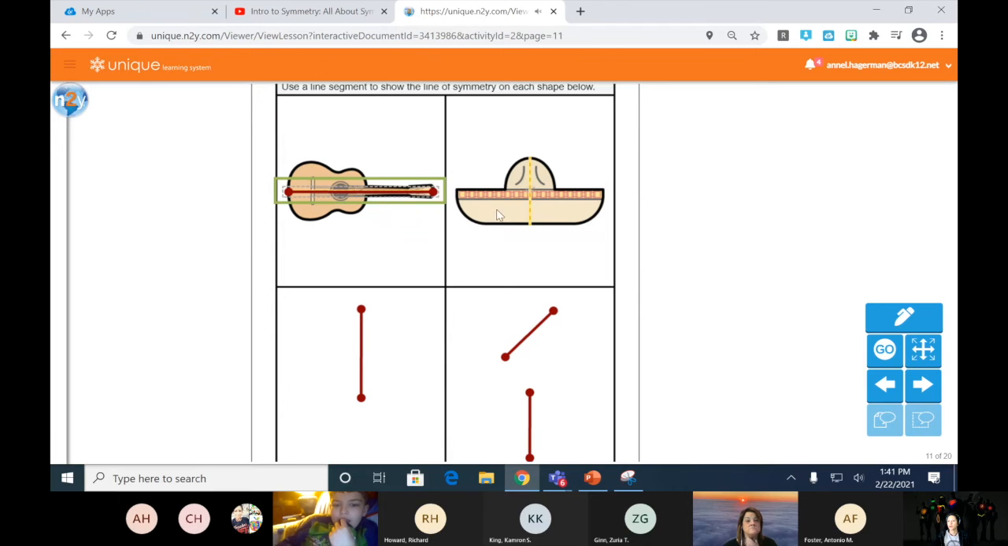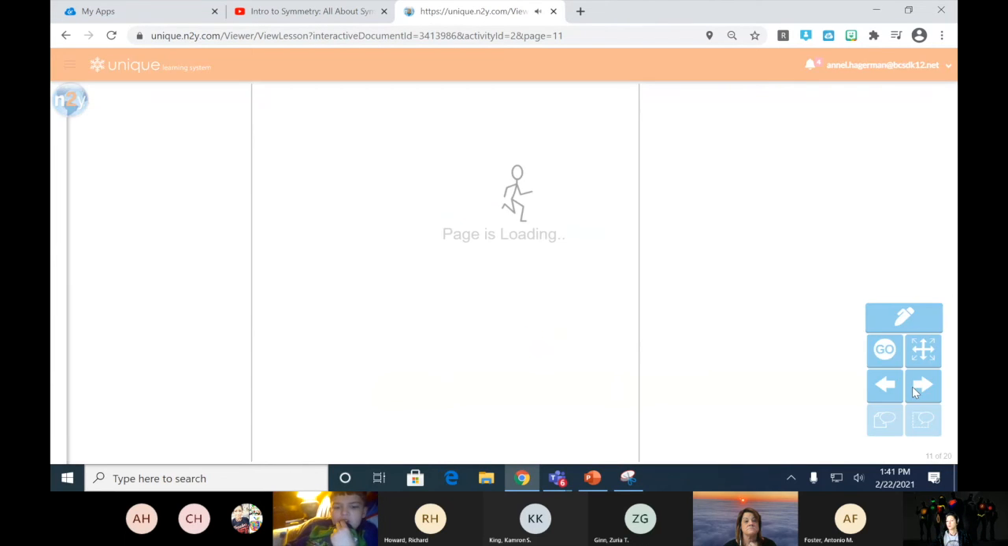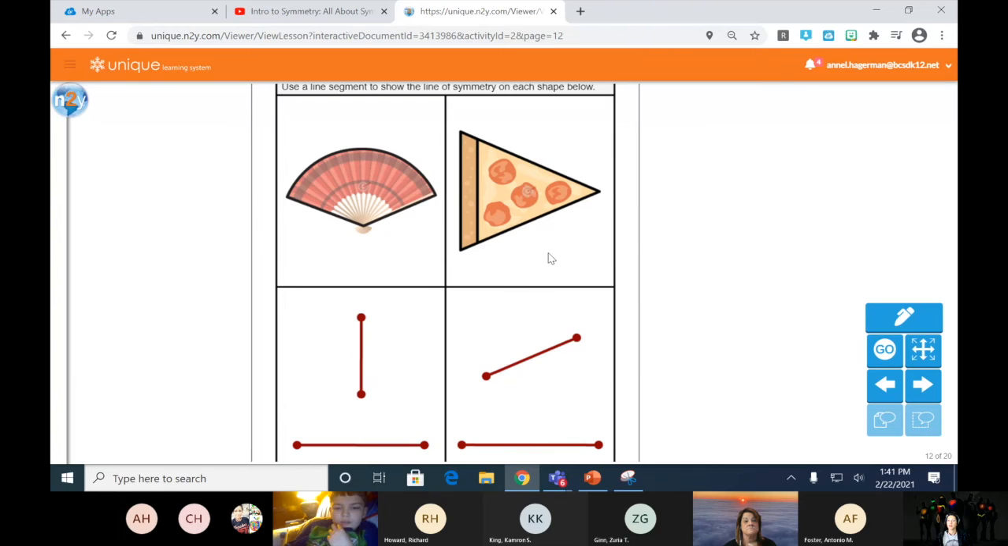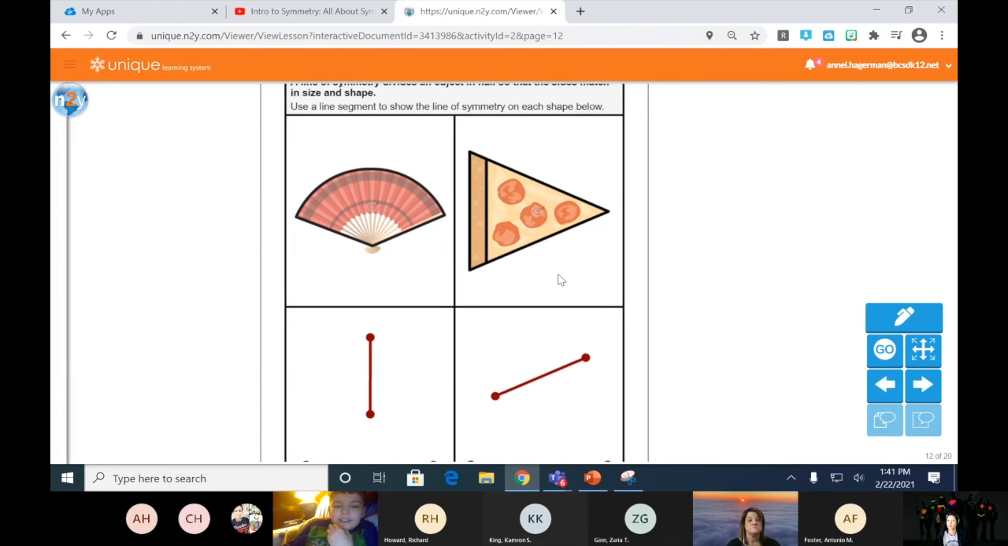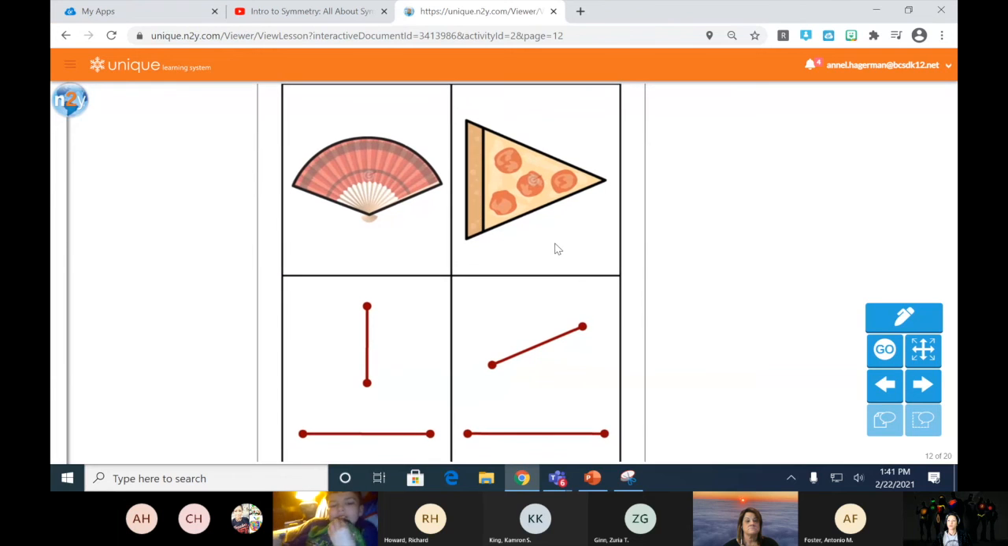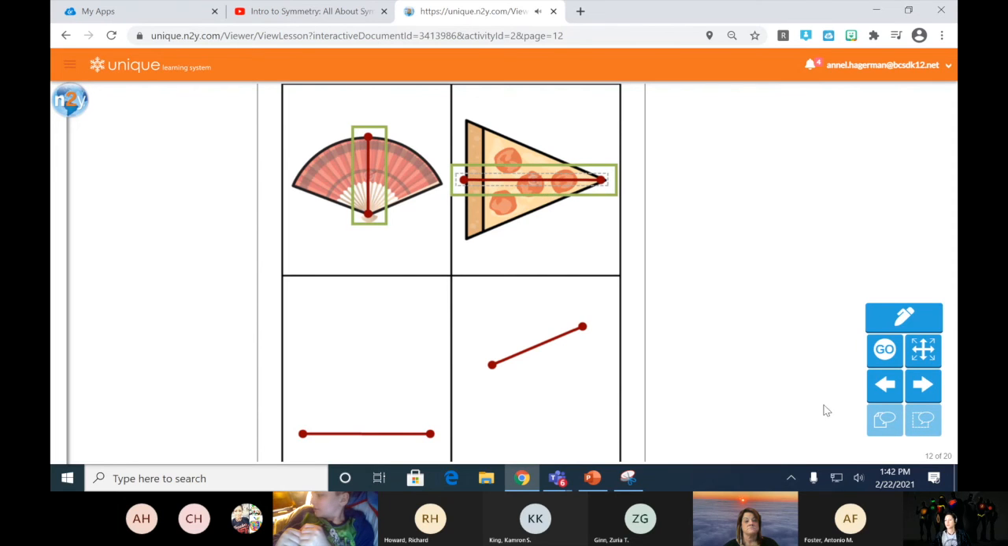There's the one for the guitar. Here's a hat. And there's the one that's dividing it in half. So see how that's the same size and shape on each side. Now it says, use the line segment to show the line of symmetry on each shape below. So let's see. Let's divide this one in half in equal parts. There we go. Let's see, we need one that goes across right there to divide that pizza in half so that it's the same on both sides.